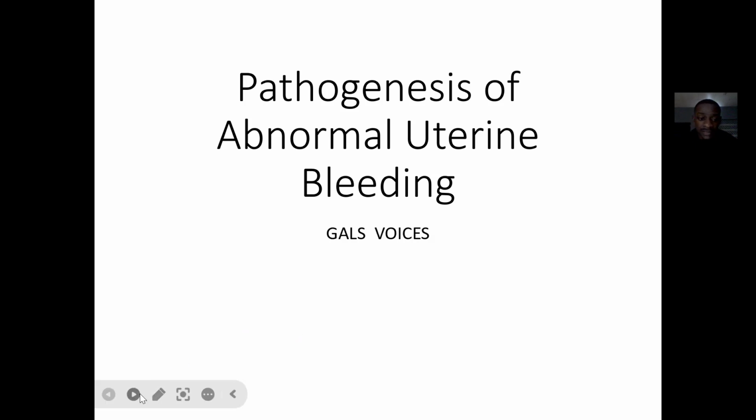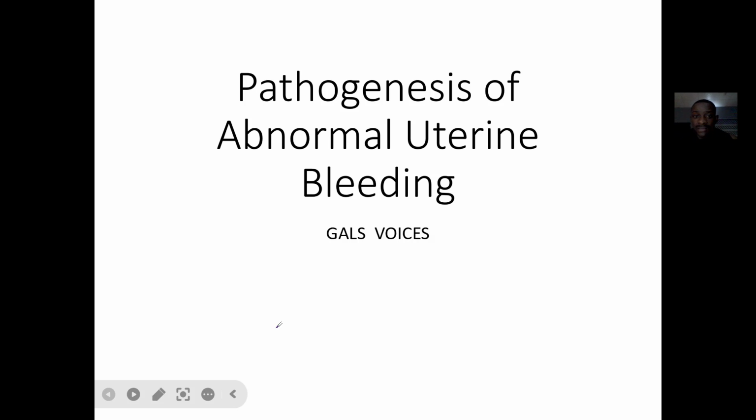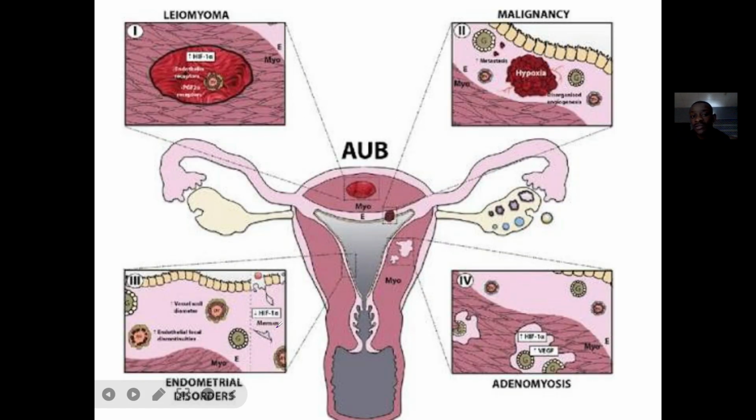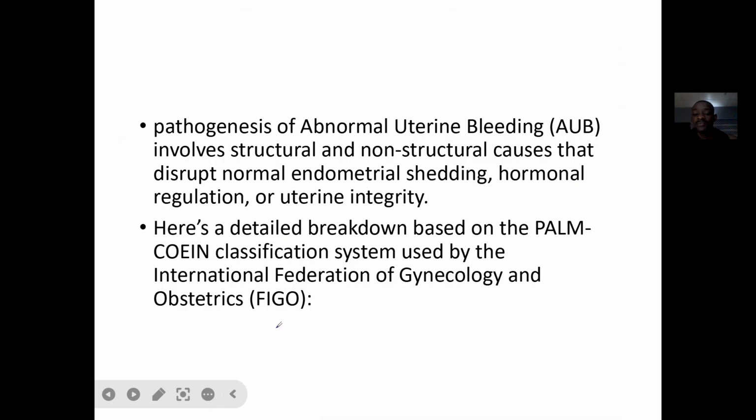Now we'll move to the next heading, which is the pathogenesis of abnormal uterine bleeding. Pathogenesis of any disease condition means looking step by step at how this disease possibly came in. Abnormal uterine bleeding is bleeding that, during menstruation, is too heavy or too long compared to normal. Do you understand? So what are the possible ways this bleeding came in?